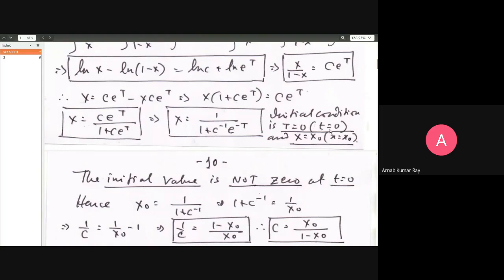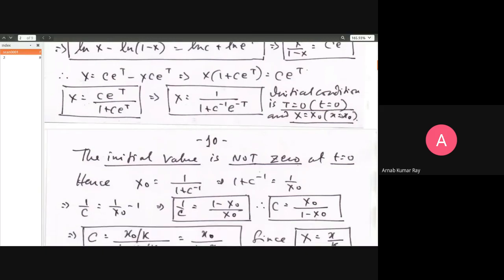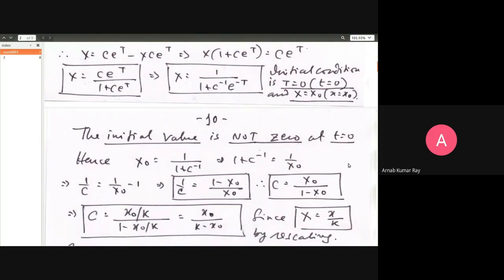Initial condition, I mentioned to you earlier, it can't be t equal to 0, X equal to 0. X has to be a non-zero initial condition to begin with, and I have stressed that thing over here. Initial value is not 0 at t equal to 0. So we put the initial condition as, at capital T equal to 0, capital X is equal to x naught, or small x is equal to small x naught. We put that initial condition over here. e raised to capital T, when t equal to 0, will be 1, and capital X is equal to x naught. So x naught is equal to 1 divided by 1 plus c raised to minus 1. 1 plus c raised to minus 1 is equal to 1 by x naught.